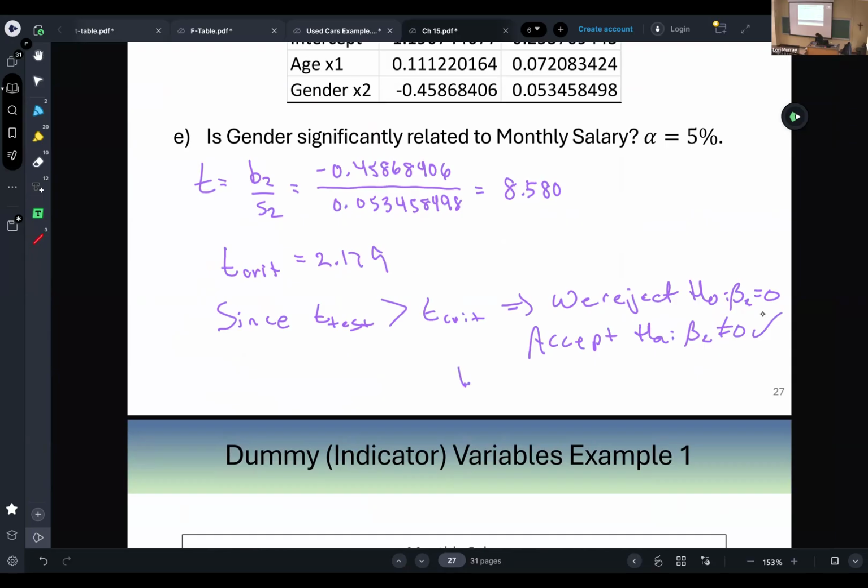And so therefore we conclude that gender is significantly related to starting salary. Gender discrimination? Yes, we found it.